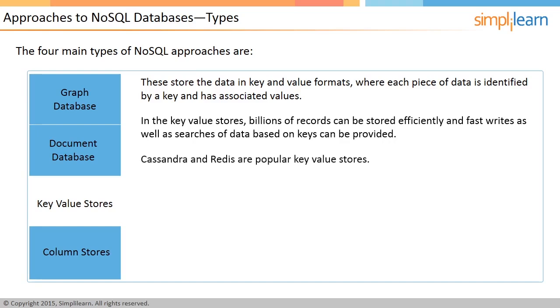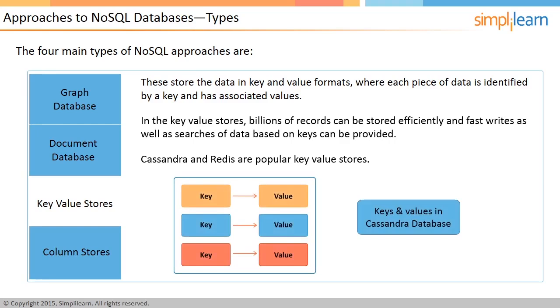Cassandra and Redis are popular key value stores. The image depicts the keys and values stored in a Cassandra database. You will learn more about key value stores when we discuss Cassandra in the upcoming lessons.